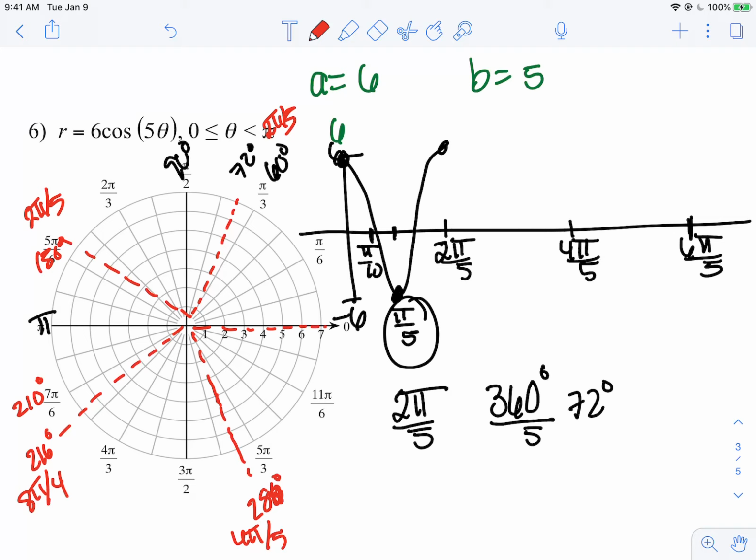But isn't 5 pi over 5 just pi? So what am I doing wrong here? 0, pi over 5, 2 pi over 5, 3 pi over 5, 4 pi over 5. That doesn't make sense. What am I not seeing? 72, 288, 360. What am I not seeing? I'm not seeing something. So 0, pi over 5.